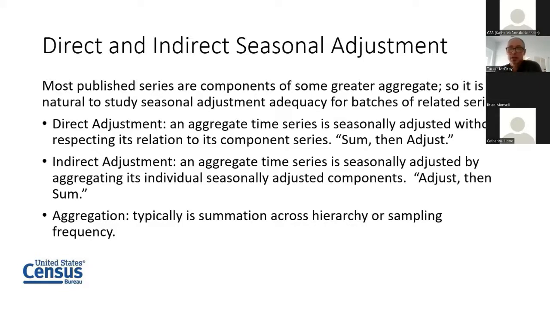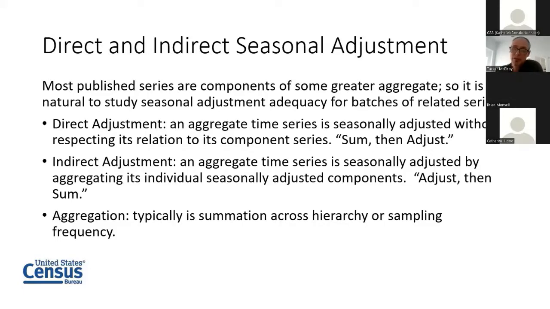Indirect, on the other hand, you look at this aggregate time series and you get its seasonal adjustment by summing up the seasonal adjustments of the components. So there, the idea is that you adjust first the components and then you add up. So there are pros and cons of these approaches. The aggregation here is typically summation, just like adding up. For example, you might have motor vehicle sales and then it's broken up into motorcycles and RVs. And so you can sum those two to get the higher aggregate.